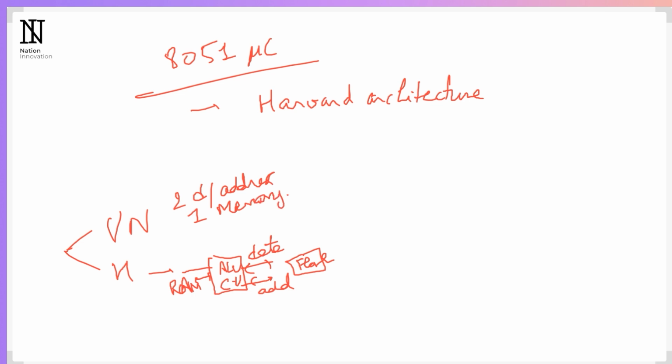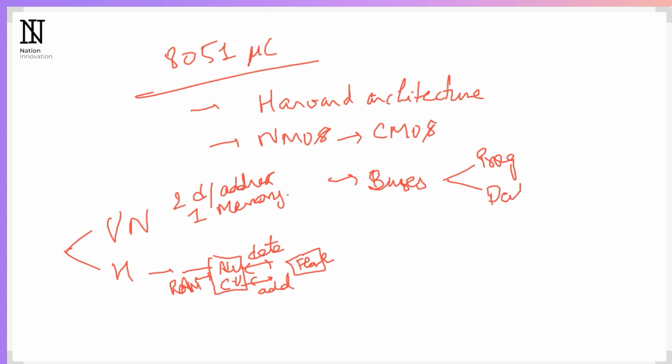Earlier in the 1980s, this 8051 microcontroller was built on NMOS technology, which was later replaced by CMOS technology. There are two buses in the 8051 microcontroller, one for program and one for data. As a result, it has two storage rooms for both program and data, that is program memory of 64K byte and data memory of 64K byte.